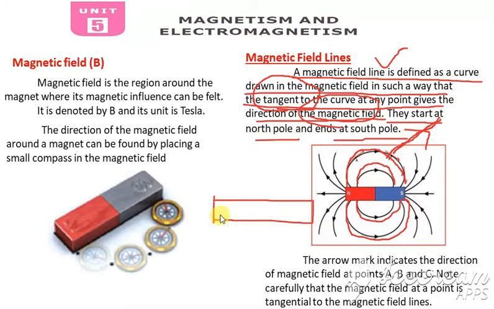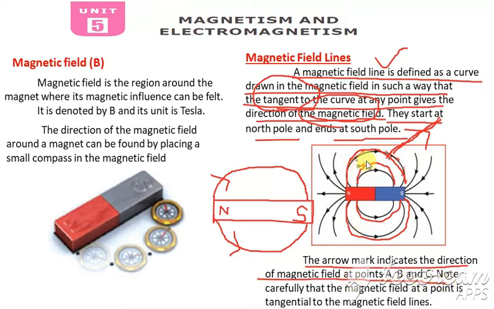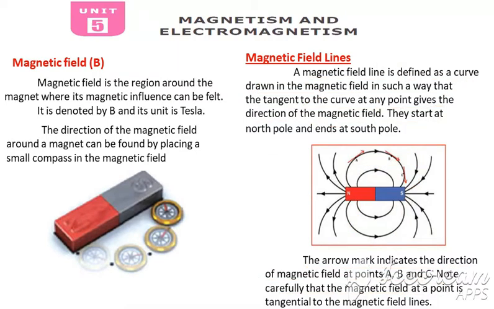We know that a magnet has two ends, is it not? What are they? They are the north pole and the south pole. Always the magnetic field lines start from the north pole and end at the south pole. So here also it starts from the north and ends at the south. Then the arrow mark indicates the direction of the magnetic field at the points A, B and C. These are the points you are considering, and the arrow marks denote the direction. Note carefully that the magnetic field at a point is tangential. Tangential means along an exterior line.